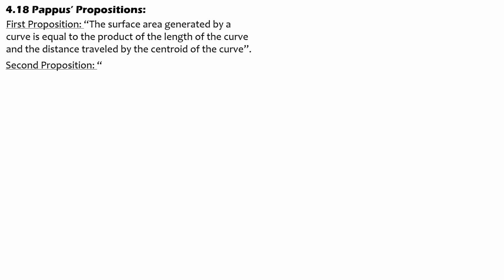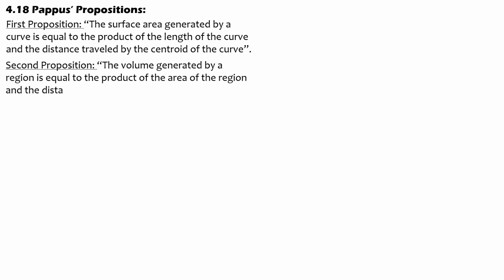The second proposition states that the volume generated by a region is equal to the product of the area of the region and the distance traveled by its centroid. So it is the same as this. It just replaces arc or length of curve by area of the region.